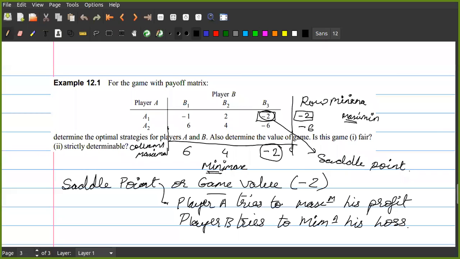So if the row minima and column maxima coincide at a point, then we call it a saddle point, and the saddle point gives us the game value. So player A tries to maximize his profit and player B tries to minimize his loss. If I remember, in the last class there was some doubt at this point. So if anybody is having any doubt, please ask me now. I think Aditya, you were having some doubt, so you can ask me now.